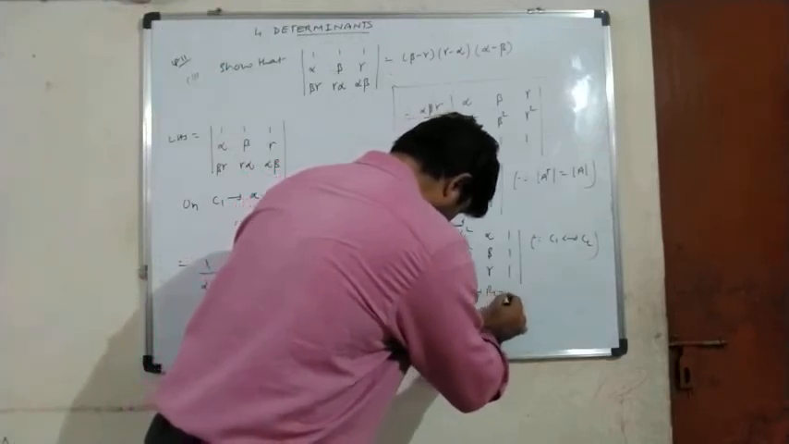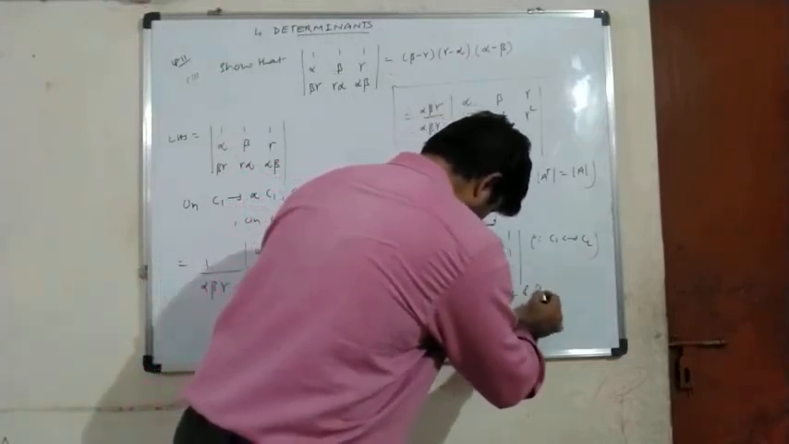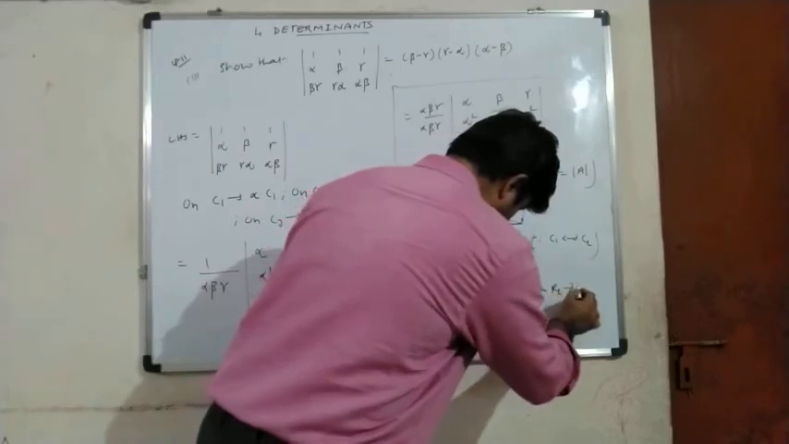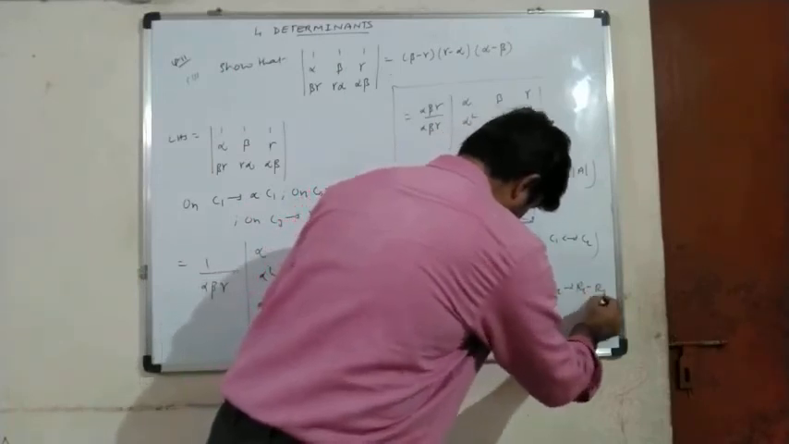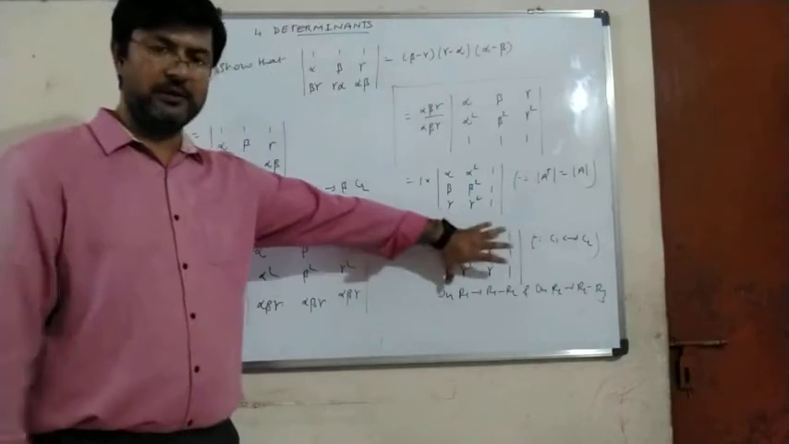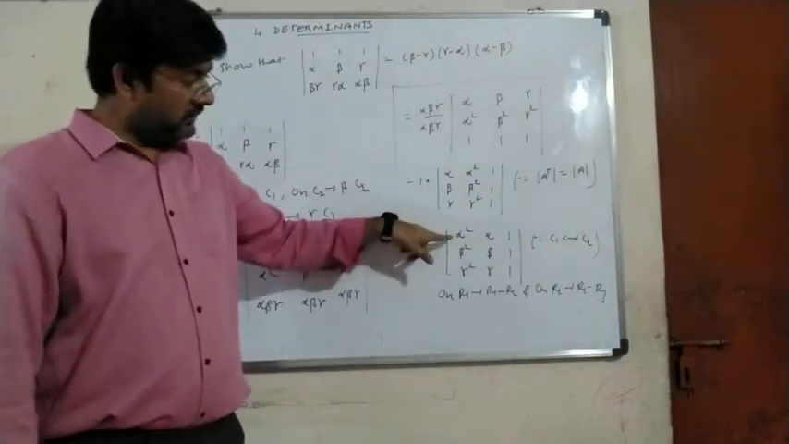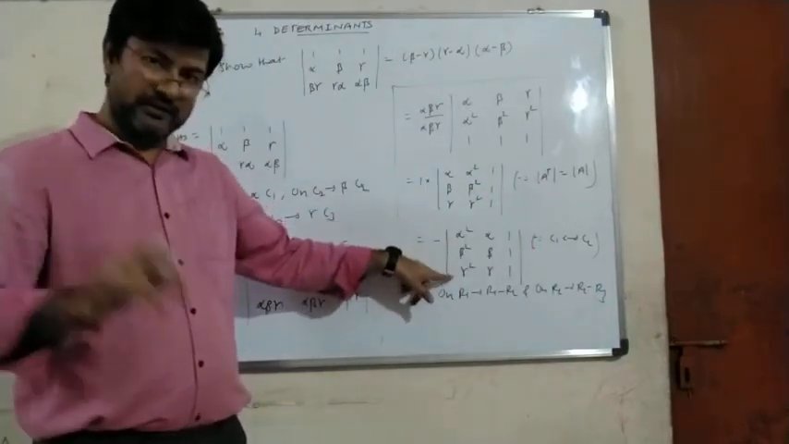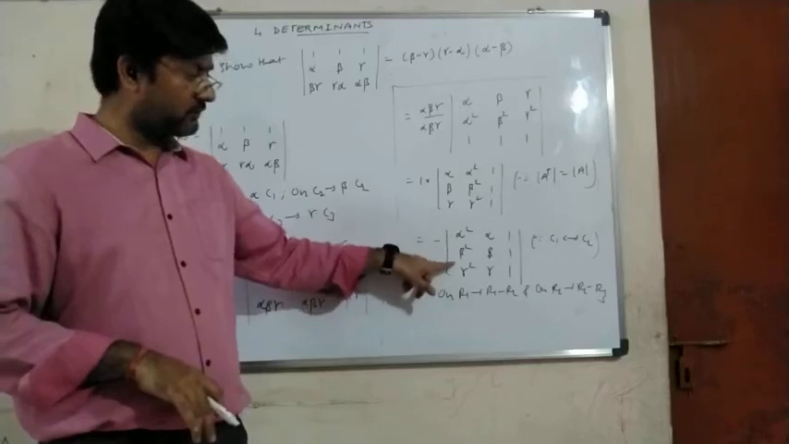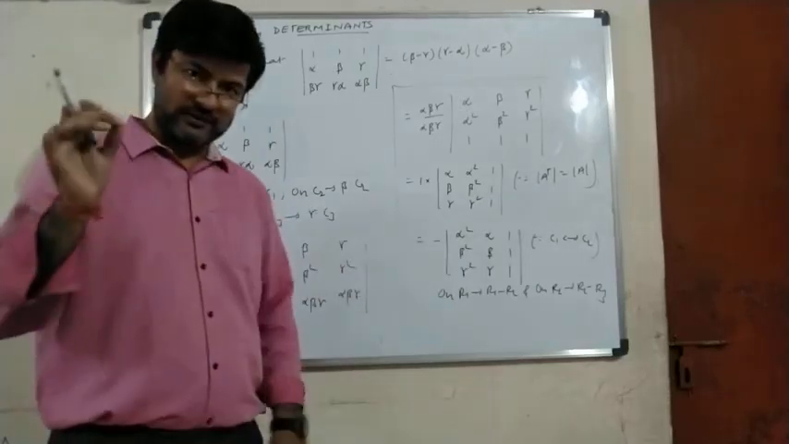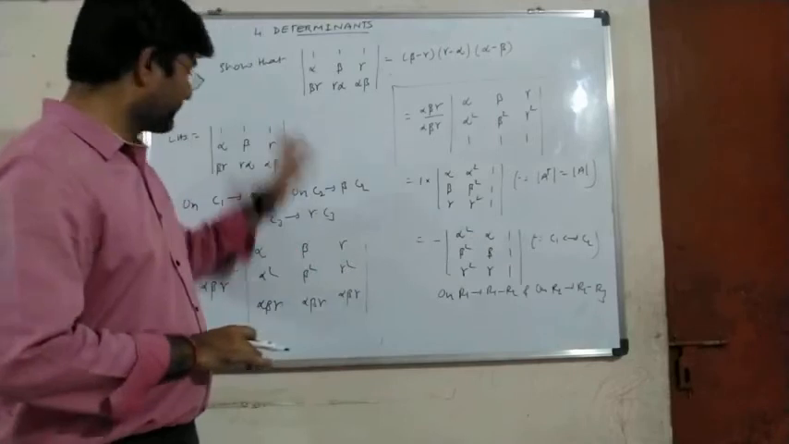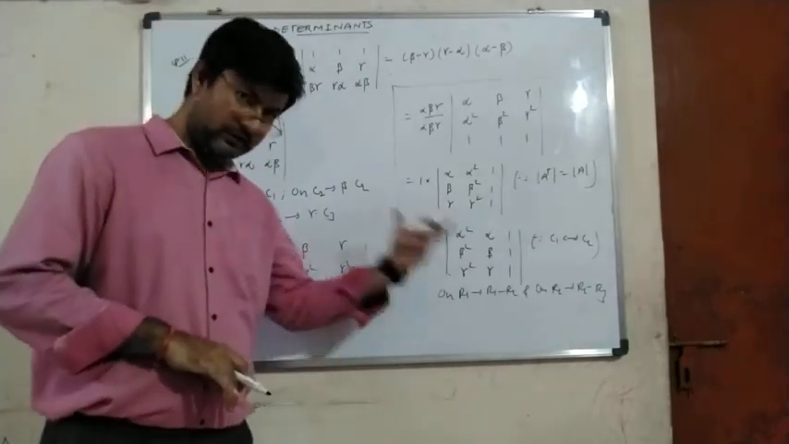On R1 minus R2 and on R2 minus R3. Okay, now this is a question similar to number 1. In case of alpha, beta, gamma, we had there a square, b square, c square, a, b, c and 1, 1, 1. Just check the first question of 11th one. So the same result is going to come.